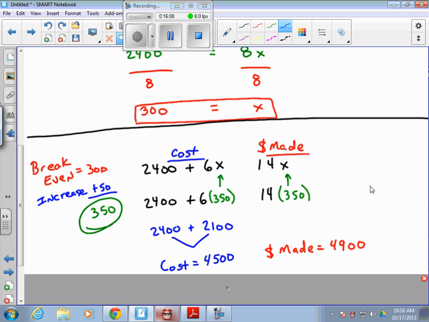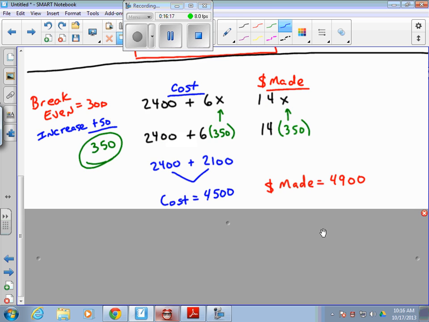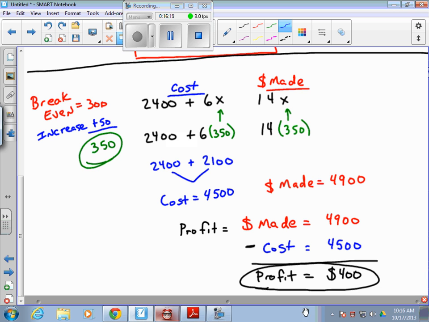So again, it's asking what the profit would be if this company made $4,900 and it only cost them $4,500. Then you take what they made and subtract the cost to get the profit, which is $400. So if they make 350 cameras, they'll make $400.